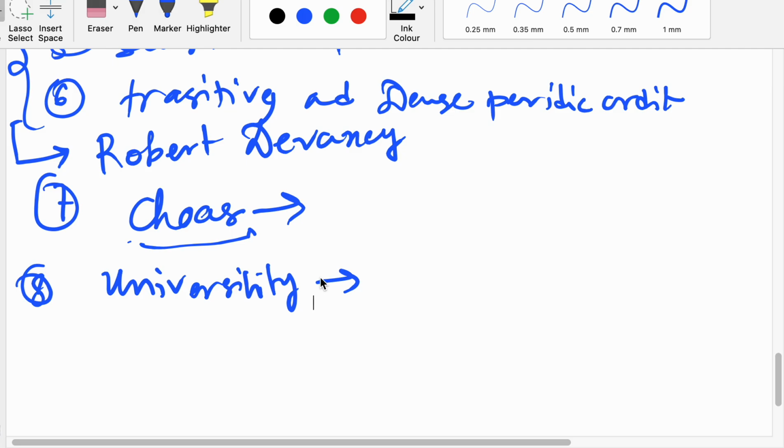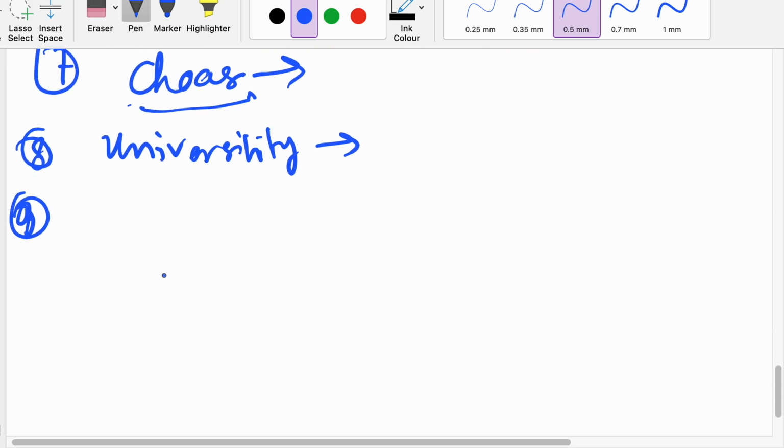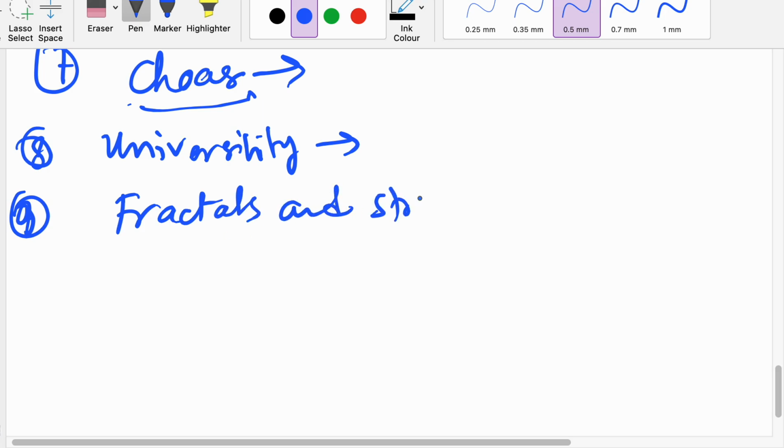So I will not delve deeper into those things, but I will show you that there is a universality class to which these belong. And then I will show you fractals and strange attractors. So these will be the things that we'll mostly see in the class.